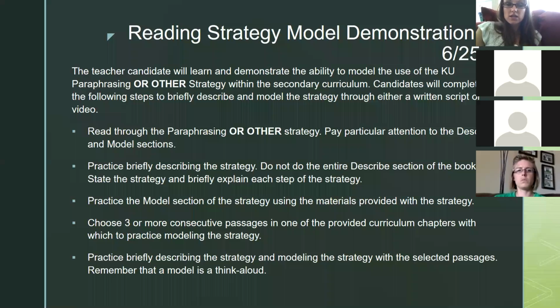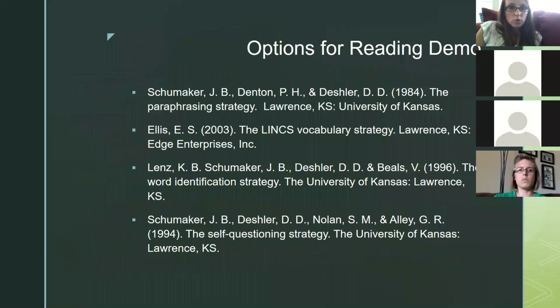However, the strategy model demonstration is the first thing that we'll be doing using the text, specifically in our modeling. So we have choices, and these are the options for our reading demo. The idea of this assignment is that you are going to be walking through one of these strategies and showing how you would be doing it. So we could do the paraphrasing or the links vocab strategy or any of these four, and our choice was 1 out of the 4 when we purchased the text.